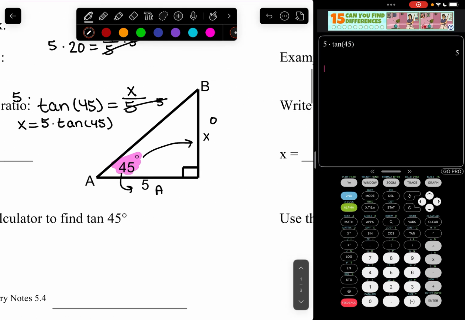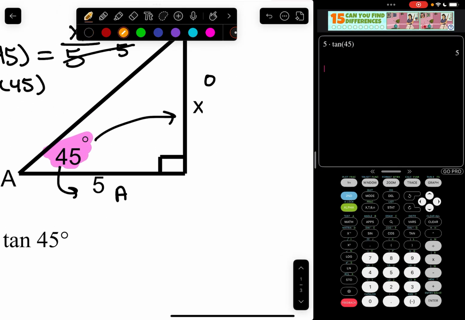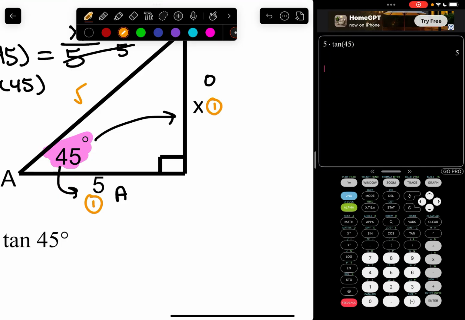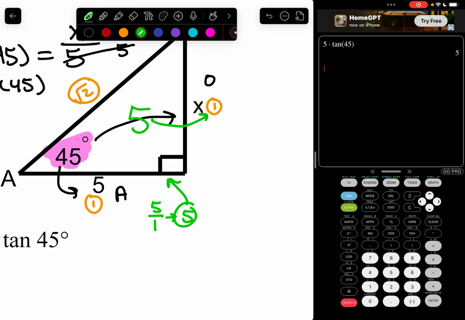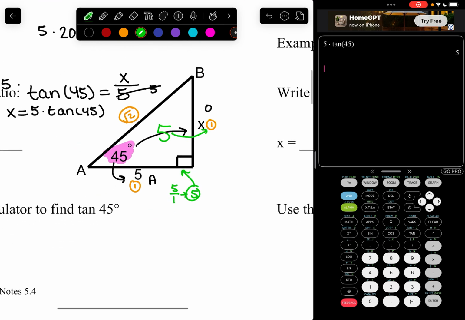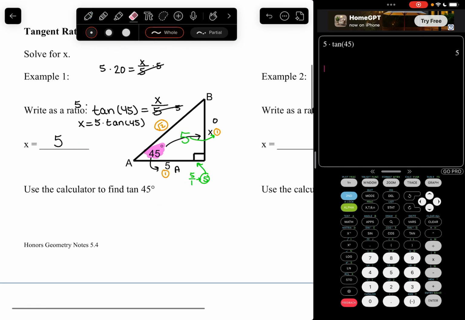Now, here's what's really cool. If you think back to our special right triangles, remember that our special right triangles were 1, 1, square root of 2. We had to divide and multiply out. So this would be 5 over 1, which equals 5. My 5 would go inside, and then I would multiply it back out. And whether I do this with my special right triangles or my trig ratios, I'm still going to get 5 as that side. So that's just showing you how else we can do it. But that's how you use tangent ratios to find missing sides.